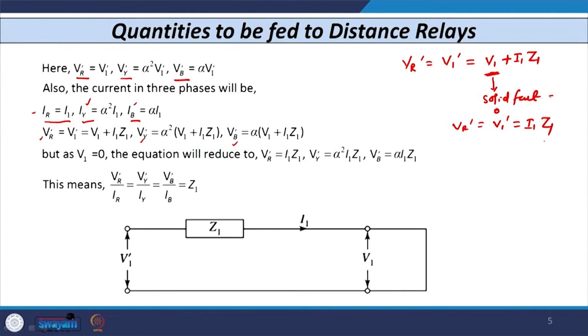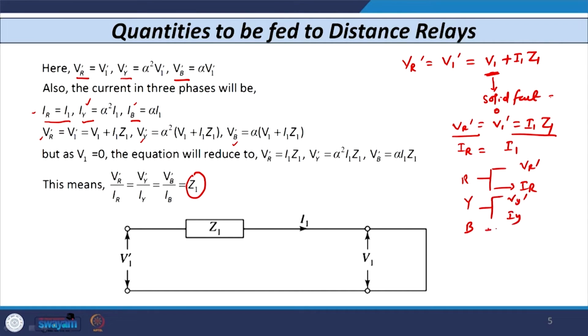And what is IR? IR is equal to, again, only I1. So if I take the ratio of these two, we have I1 Z1 divided by I1. Ultimately we obtain the value of Z1, which is the impedance measured or seen by the relay from the relaying point to the fault point. Same way for the other 2 phases. Now we have 3 phases RYB. For R phase we give the voltage Vr dash and IR to the relay, for Y phase Vy dash and Iy, and for B phase Vb dash and Ib. If I give these quantities to the relay, then if a 3 phase fault occurs, the relay will measure the correct value of impedance, that is Z1.